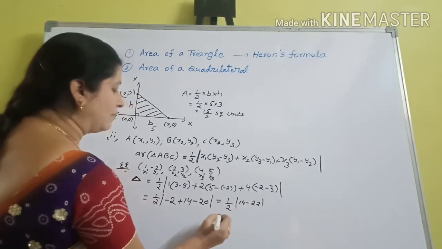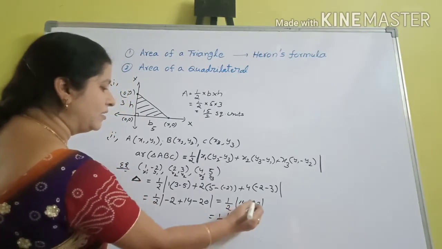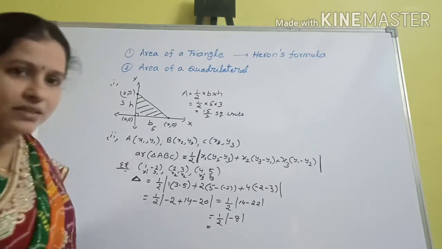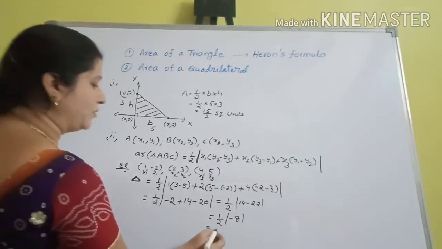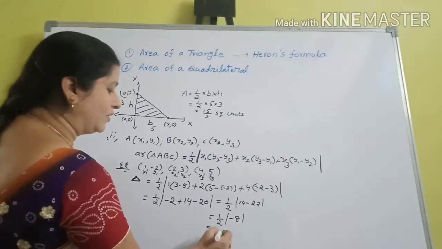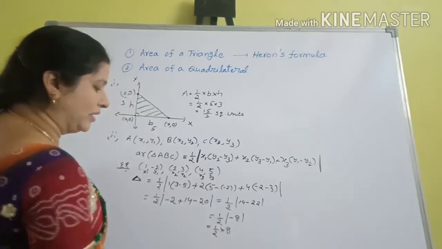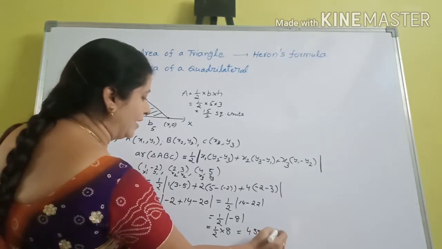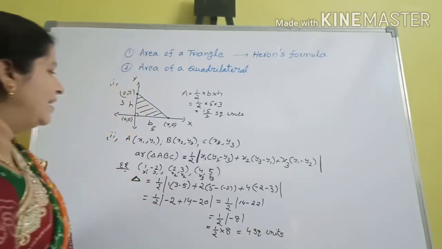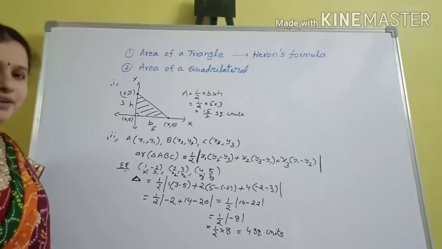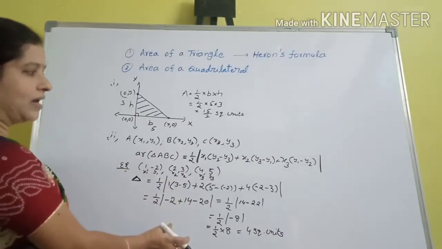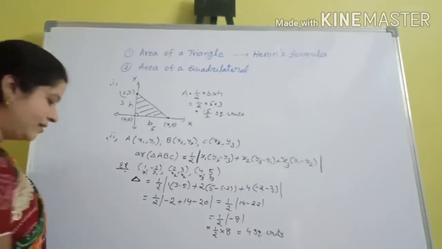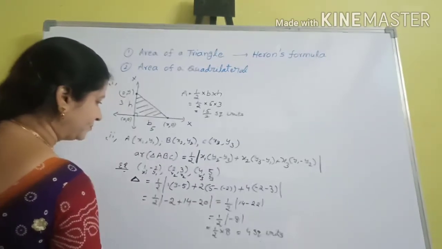So here we got the minus value in modulus symbol. So it is minus 8. So what is the purpose of modulus symbol? To get the positive value. So half into 8 only. So here 4 square units. The area of the triangle ABC is 4 square units. So it is the process to find the area of a triangle ABC.